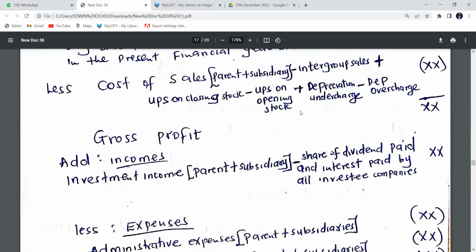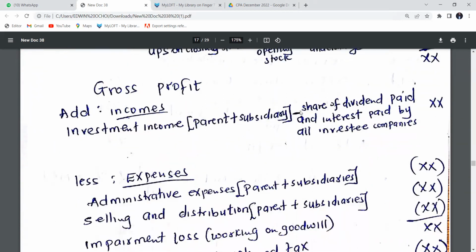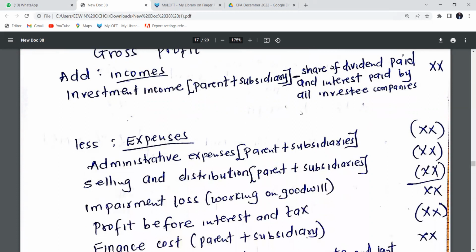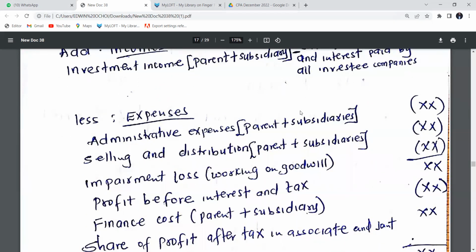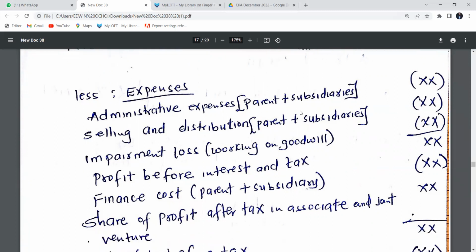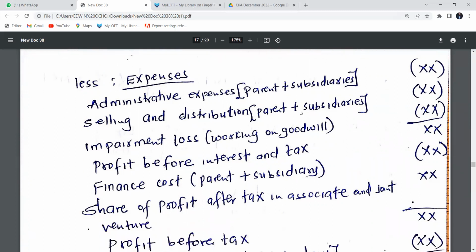Then under investment income, you minus the share of dividends and the interest paid by the other investing company. Admin expense, selling and distribution, those are direct. You add parent plus subsidiaries. Then you introduce your impairment. Impairment, remember, you have to do working on goodwill. Then you have to check if you are told that impairment was at a certain percentage for you to go ahead and determine impairment. You get your profit before interest and tax. Then tax is finance cost.